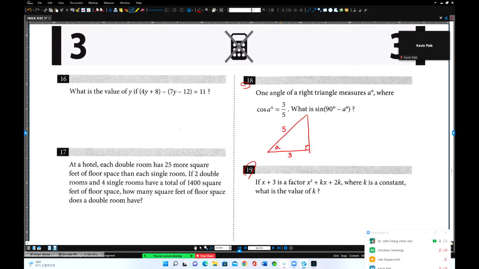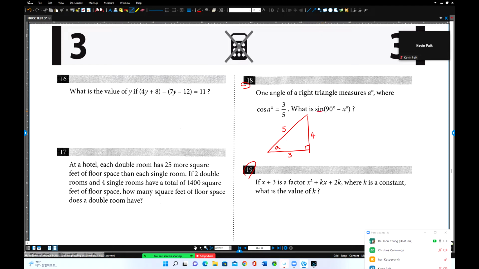Using the Pythagorean theorem, you can find this length, 3, 4, 5, isn't it? That is a Pythagorean triplet or right triangle triplet, right? 3, 4, 5, 6, 8, 10, okay? 9, 12, 15, okay? 12, 16, 20, something like that.